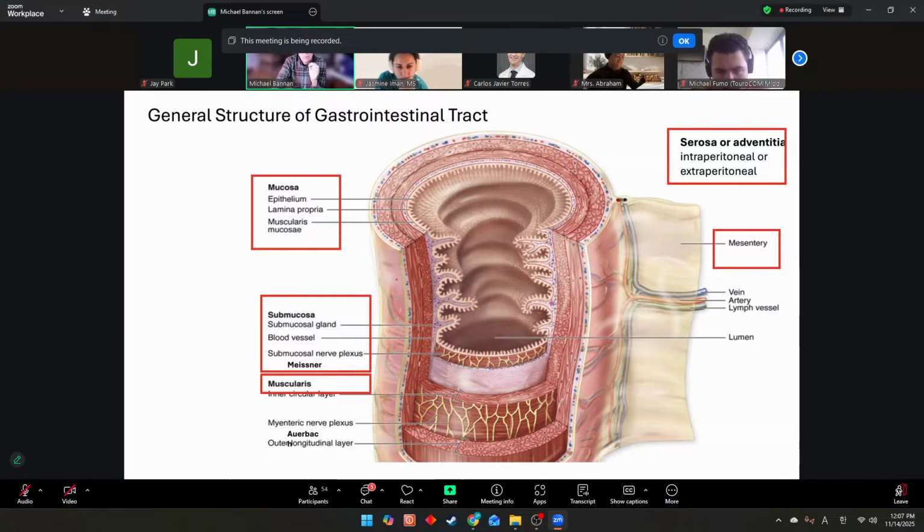Okay, a couple other structures are mentioned here that are important. In the submucosa, we sometimes have submucosal glands. These are limited in distribution. We have them in the esophagus.